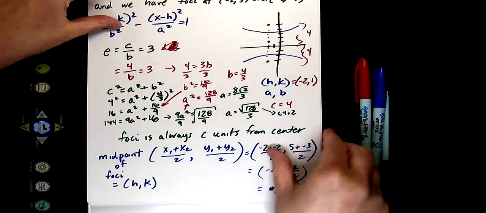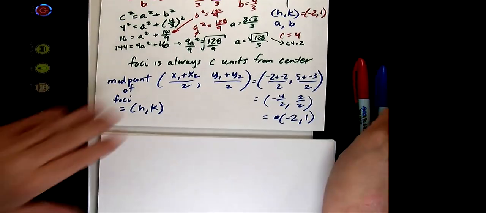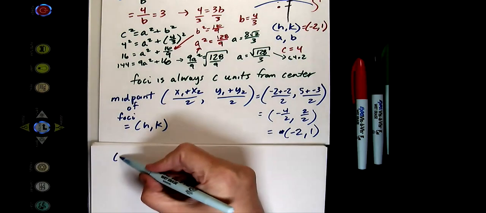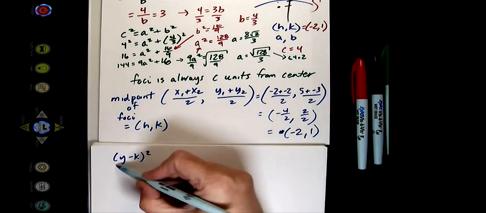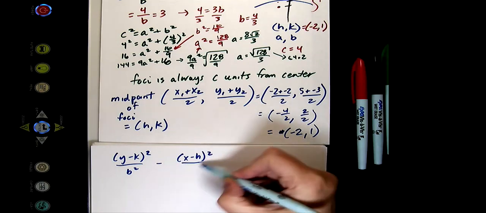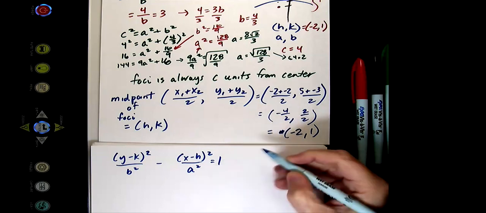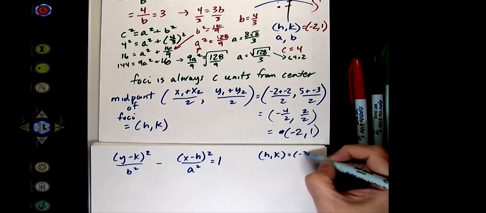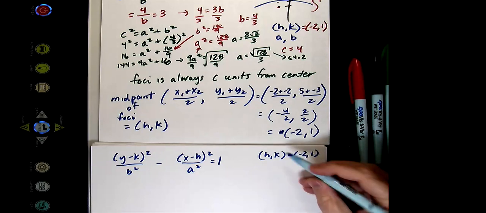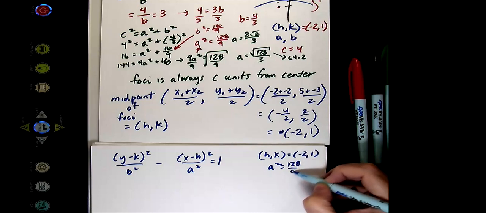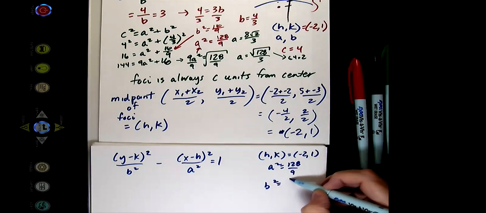So we can put all this together. Let's just rewrite my base, remind you guys what we're filling in. y minus k squared over b squared minus x minus h squared over a squared equals 1. And we had (h, k) is (-2, 1). We have a squared is 128 over 9, and b squared is 16 over 9.